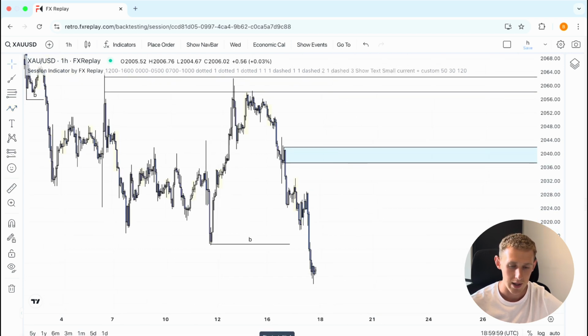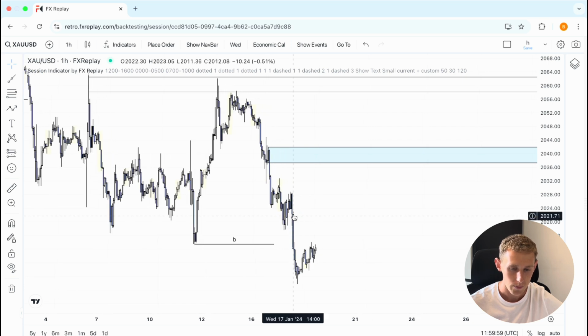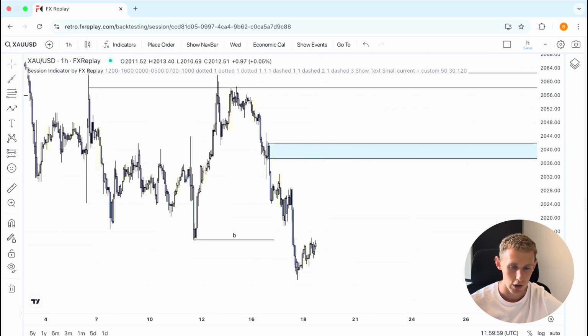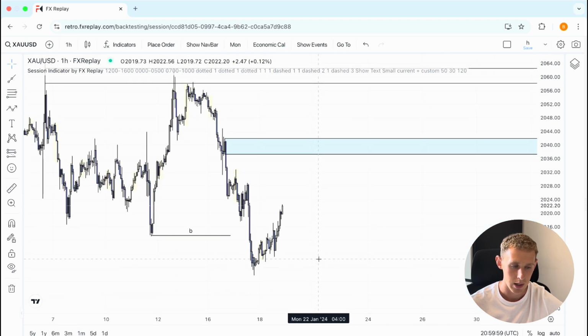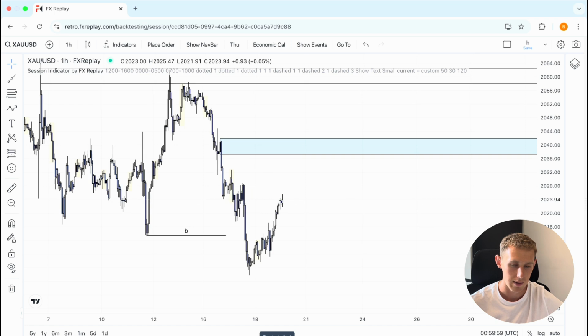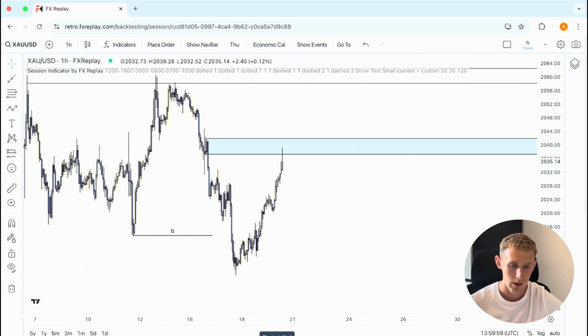In this case, we have this area of supply, right? With some previous inducement below it. Buys here, for me, are not valid, so I would either be waiting for that pullback or I would be waiting for price to come lower into the demand. But apart from that, there's nothing else that I would be looking for here.